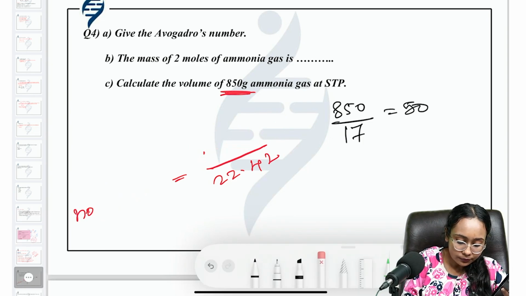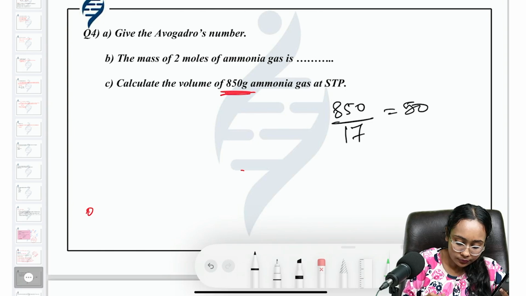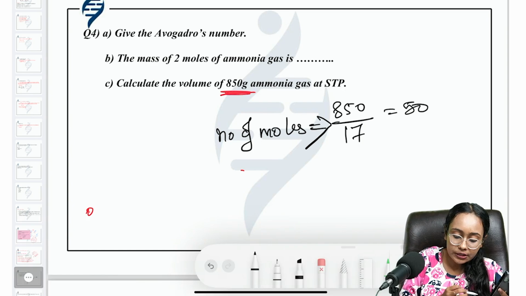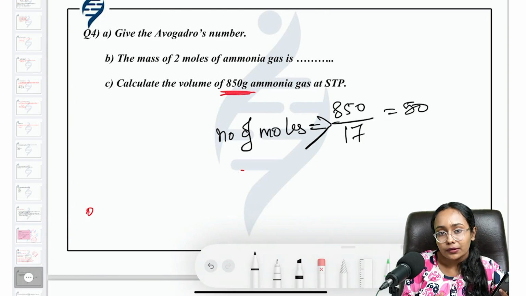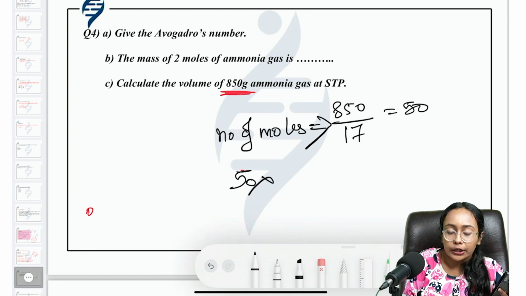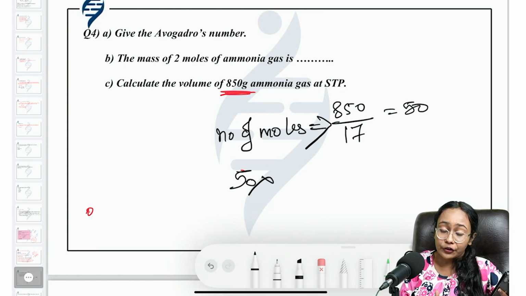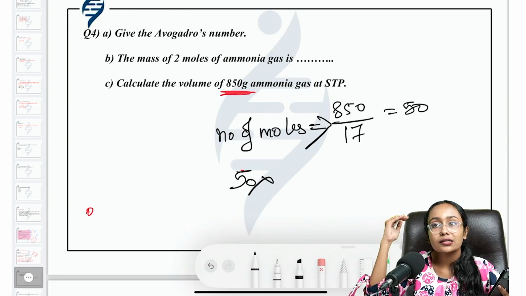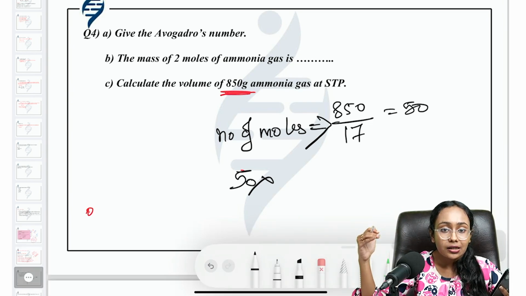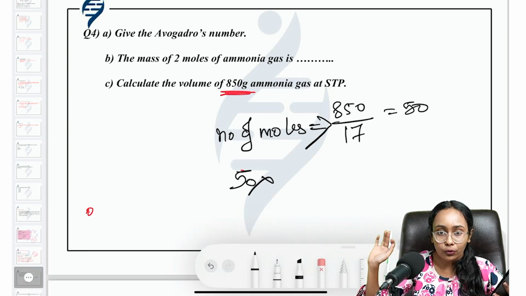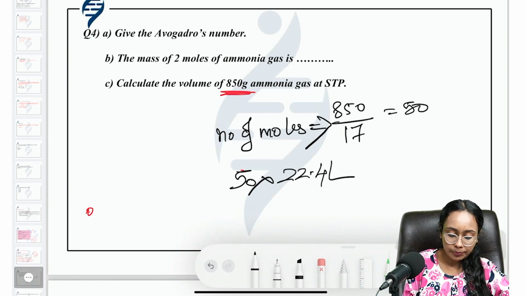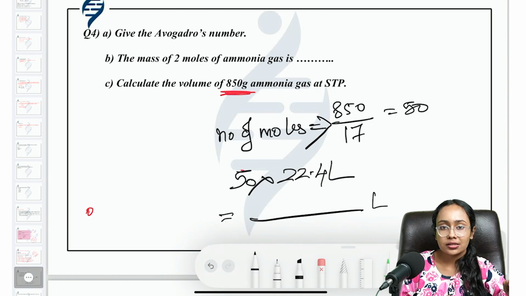So number of moles is 850 by 17 equals 50. We are asked to find the volume. What do we do? We know the equation of finding the number of moles using volume. The number of moles of something is equal to given volume divided by 22.4 liters, right? You just have to multiply this with 22.4 liters and you'll get the answer, the volume in liters. All right?